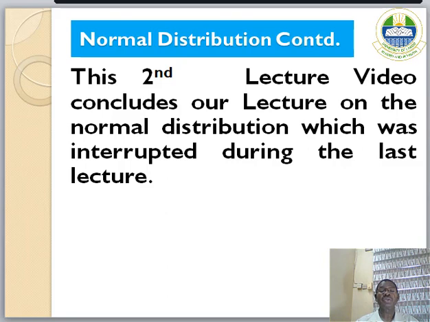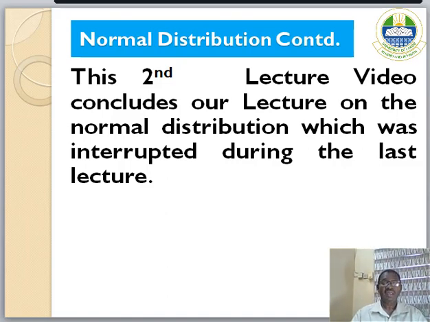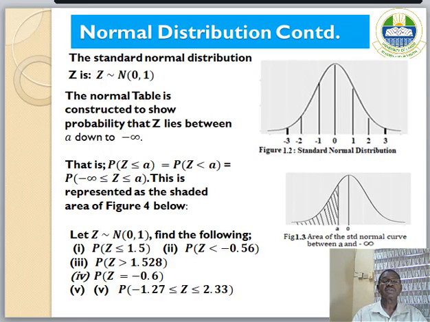Now, in this lecture, we'll try to complete our discussions on the normal distribution, which was disrupted during the first lecture we had. We have told you earlier that the standard normal distribution is presented as this bell-shaped curve. Probabilities under the standard normal distribution are areas. For instance, this is the area where Z is less than or equal to a.